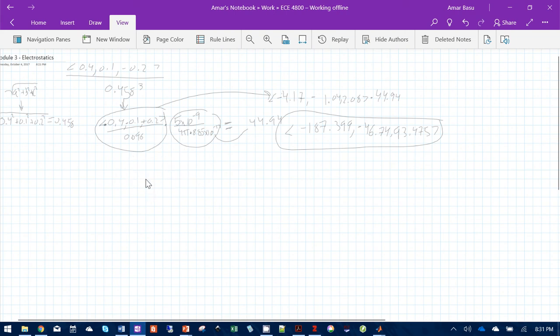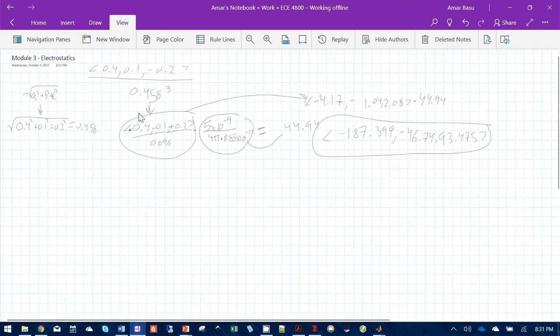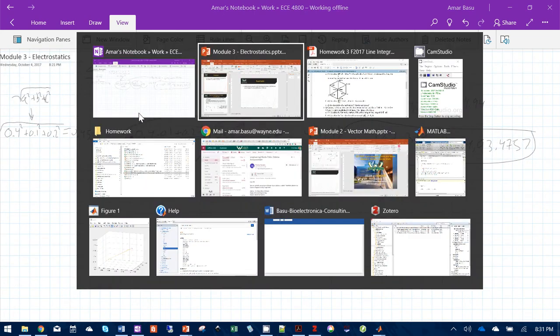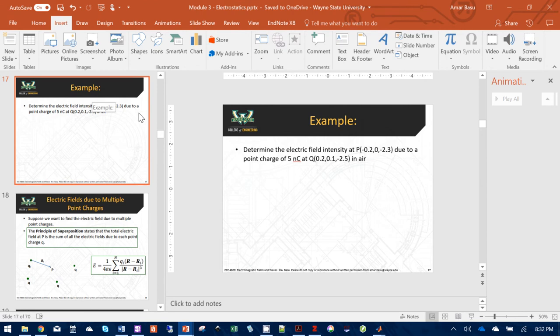And you've divided this by 0.458 cubed. Okay, I just want to make sure you had cubed it. Okay, good. All right, so these problems are just math, lots of math. Any questions on this? All right.